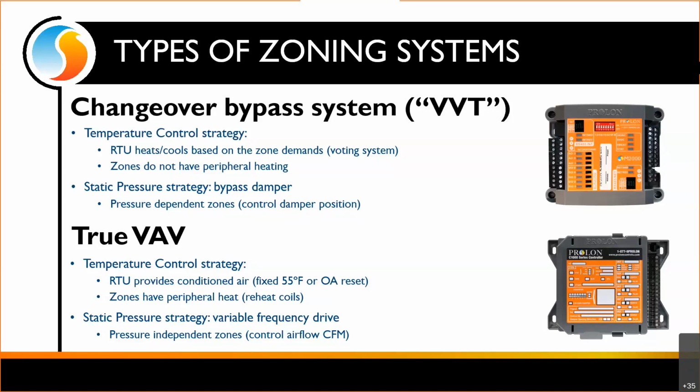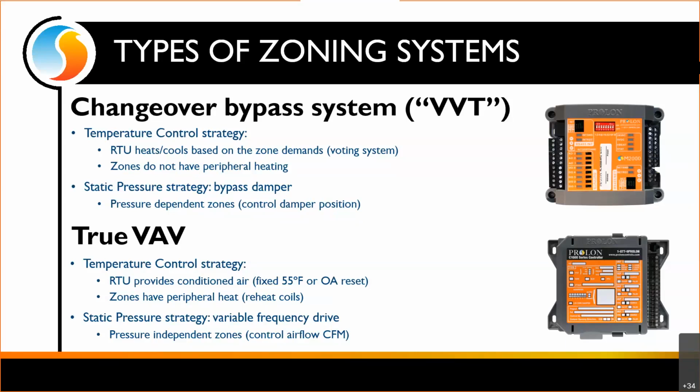Also at the zone level, it is not pressure dependent, but they are pressure independent controllers. So that means instead of controlling the airflow to the space based on damper position, we control the airflow based on the airflow readings. So we are actually measuring what the CFMs are to the space, and we are modulating the damper to achieve specific airflow values, if you will. So these are the two general ideas of different zoning systems.